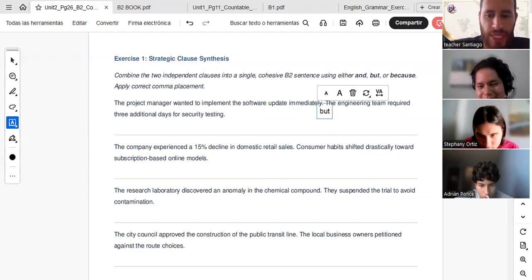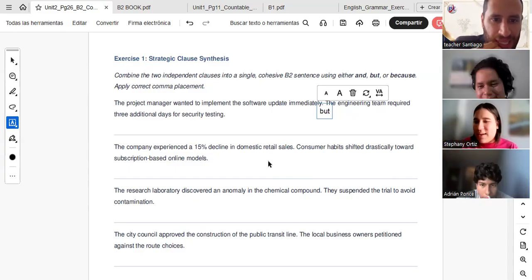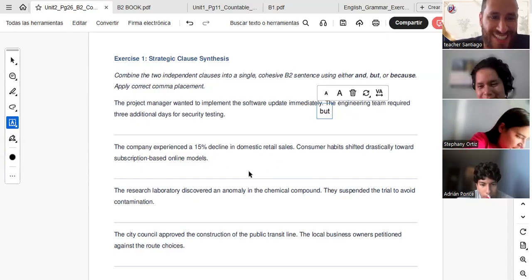Next one, Stephanie, read it and join. The company experienced a 15% decline in domestic retail sales. What is decline? Decline. Después del 15%. Decline, decayó. The company experienced a 15% decline in the domestic retail sales. Sí, una caída. La pregunta es, ¿qué significa decline? Una caída, una reducción en las ventas.